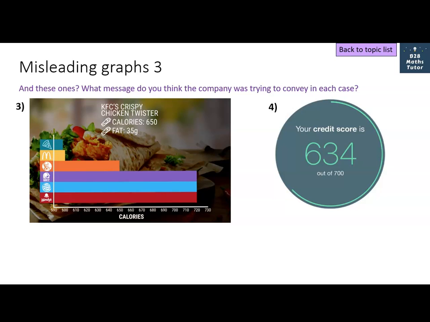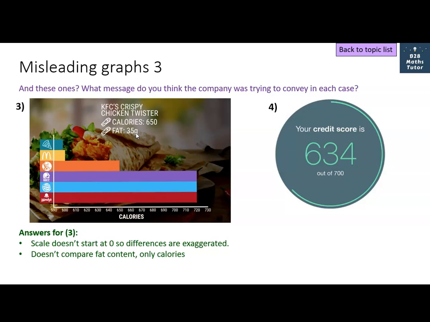So for number 3, the scale doesn't start at 0. We're only going from 590 to 720. So actually, there's not a lot to choose between these products anyway. The differences are exaggerated.